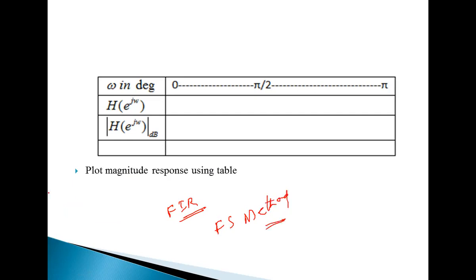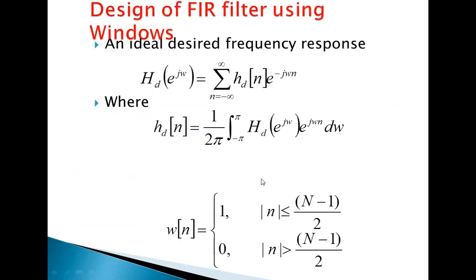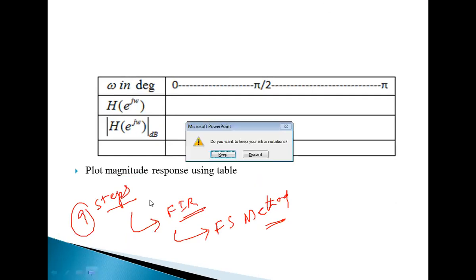So here we need to remember about nine steps to design an FIR filter using the Fourier series method. Now let us take one example on this so that you can understand very easily how we are following this. The windowing technique we will see afterwards. First, we will look at one example so that we can understand.